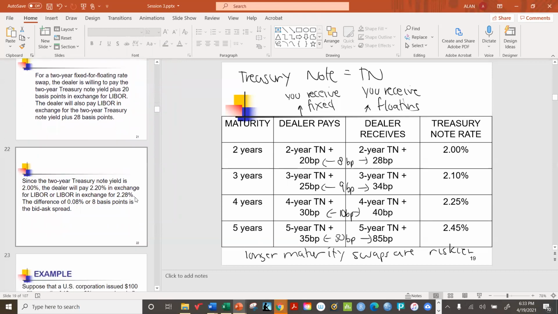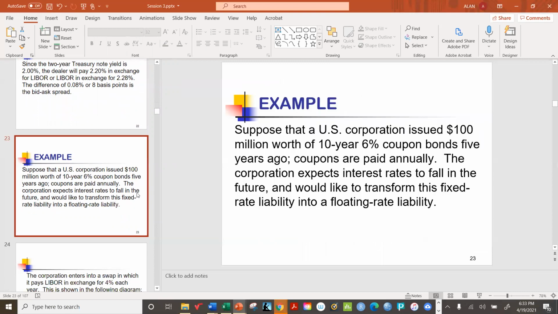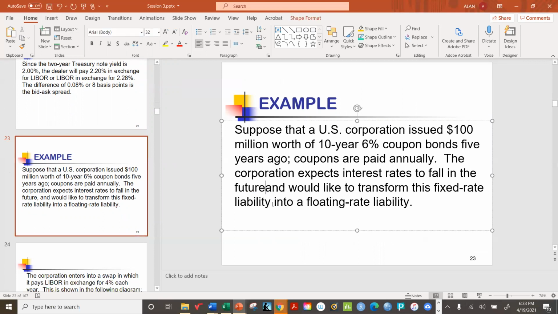All right. Now, suppose a U.S. corporation issued $100 million worth of 10-year 6% coupon bonds 5 years ago with annual coupons. Now, this company is pretty certain that rates will drop in the future, and they want to go the other direction. They want to transfer their fixed rate liability for a floating rate liability. So they might call up the same exact dealer and arrange to do the opposite of what the previous corporation did. In other words, they want to trade fixed for floating. All right.